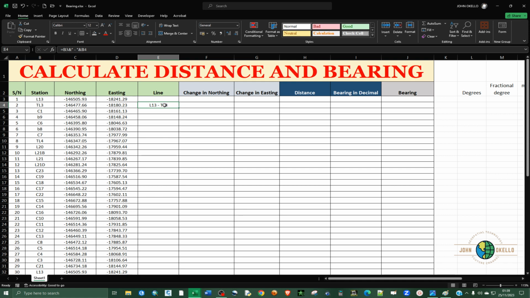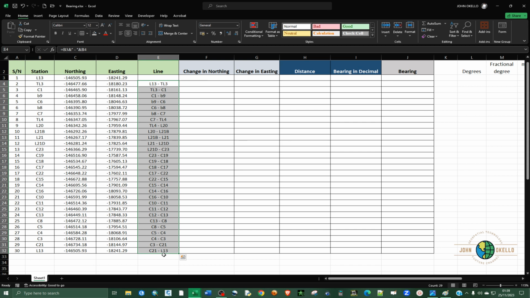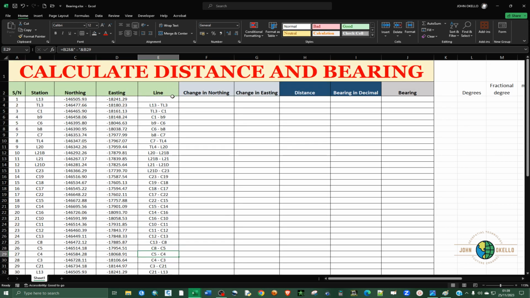Place your cursor at the bottom right corner of this cell, and then just drag down, like so, and then boom, you have your stations, your lines.